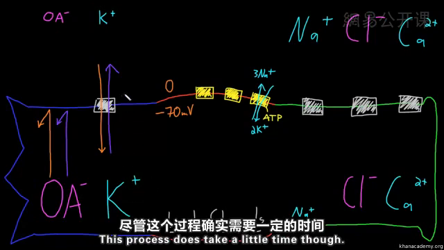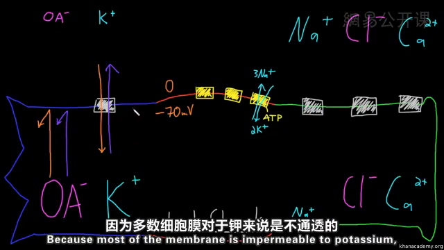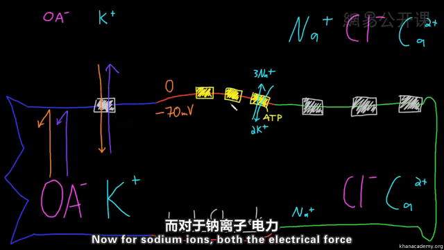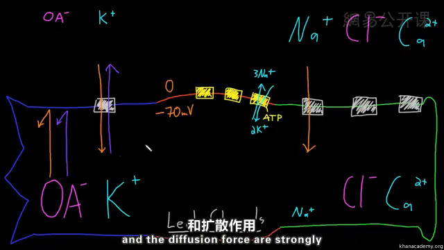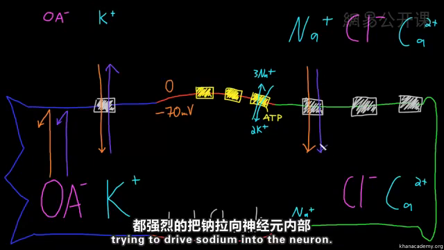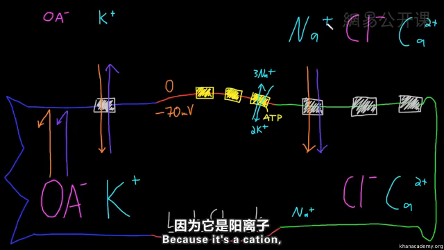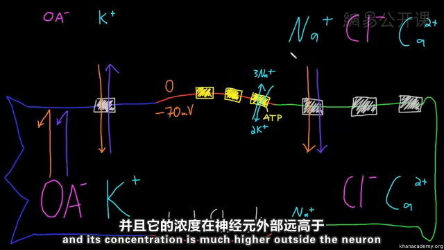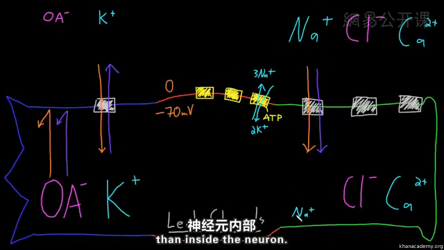This process does take a little time, though, because most of the membrane is impermeable to potassium, and it can only squeeze out through the leak channels. Now, for sodium ions, both the electrical force and the diffusion force are strongly trying to drive sodium into the neuron because it's a cation, so it's attracted to the negative inside of the neuron membrane, and its concentration is much higher outside the neuron than inside the neuron.